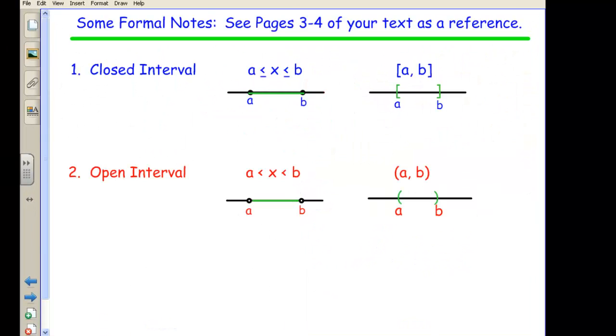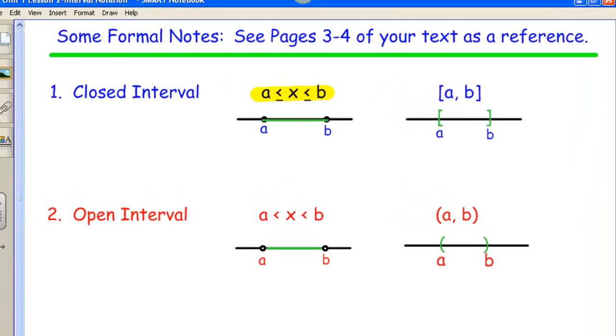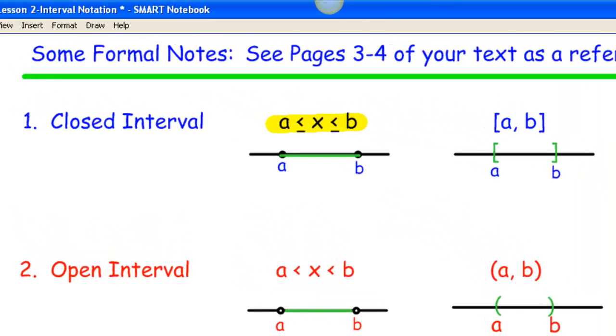All right, there are some formal notes. These are also on pages 3 and 4 of your text as a reference, but just to give you some clarity, if I had an inequality where A is less than or equal to x is less than or equal to B, notice how it's got the closed dots and I've shaded everywhere in between. Because of the equal bars, I would translate this into interval notation as bracket A, comma B bracket. That's considered a closed interval. It's closed because you have actual numbers all in between here, including the endpoints. So it's kind of a closed region.